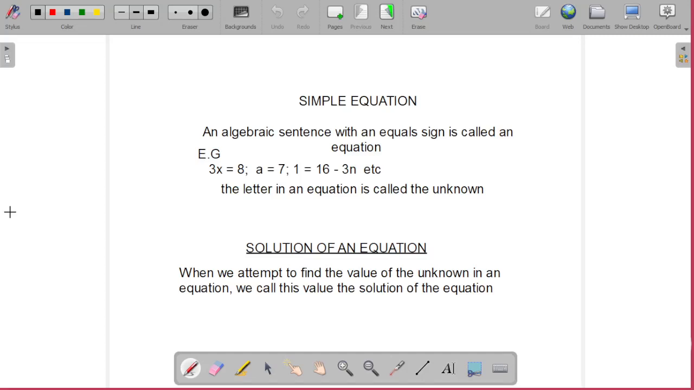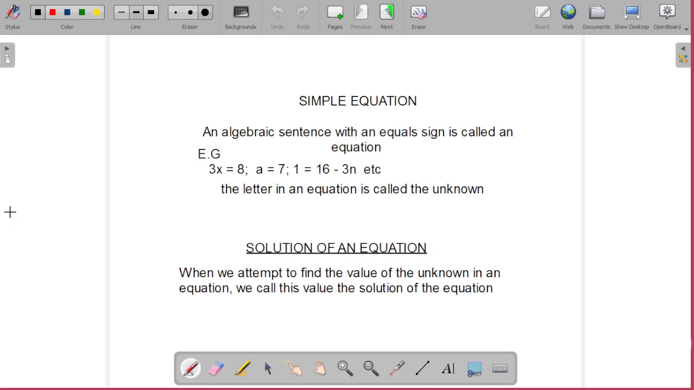I'm going to be looking at the topic simple equation, and I'm sure that you have looked at my previous course on algebraic expression. That is a prerequisite for you to better understand simple equation. Not to bore you, let's move straight into today's work.